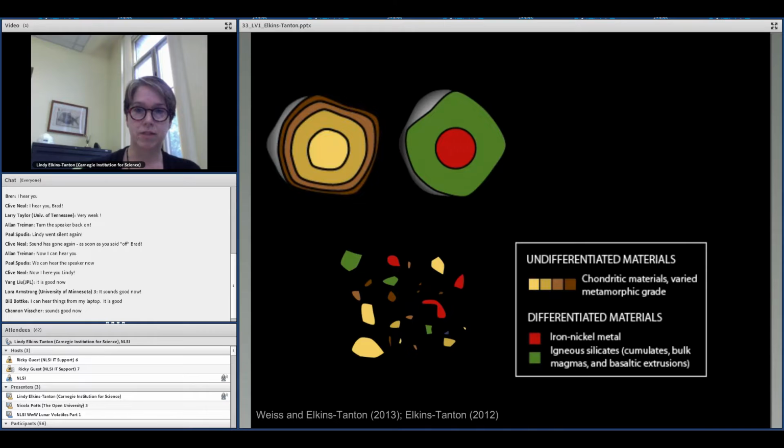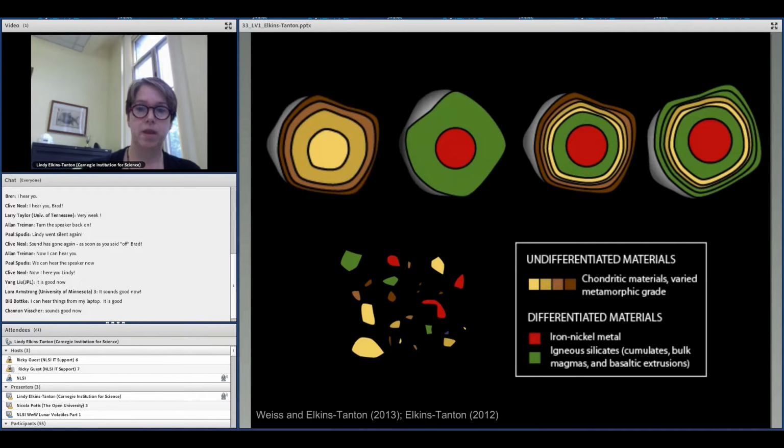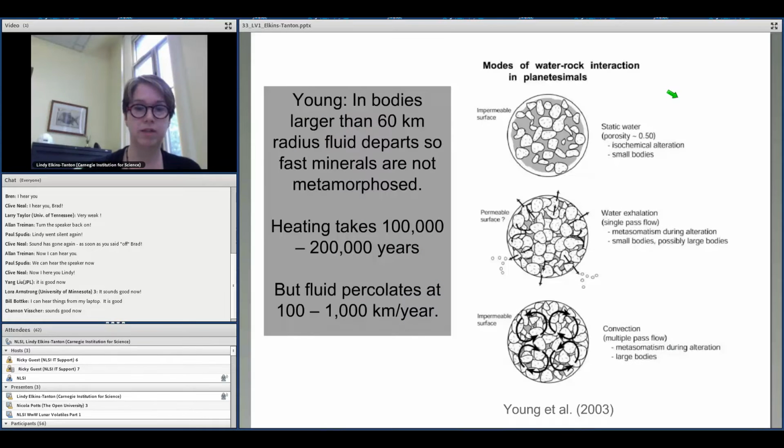And then this is something like Vesta that's melted entirely and formed a core and an igneous mantle. But we also think maybe there were bodies like this one that has melted on the inside from aluminum-26 but retained an undifferentiated chondritic crust. Or possibly here where the magma has flooded the surface but there's still undifferentiated materials inside. And so the question that I'm asking here is how much of that critical volatile content can be retained in bodies that have melted and differentiated in this way?